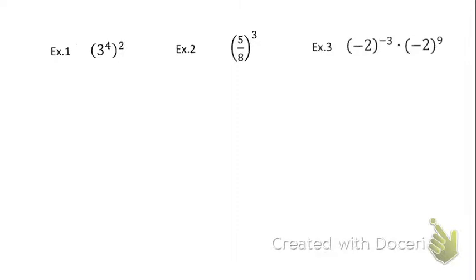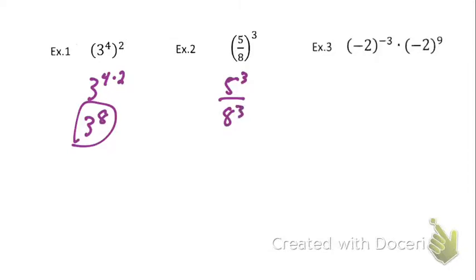3 to the 4th to the 2nd, this is a power of a power, so this is the same thing as saying 3 to the 4 times 2. This would be 3 to the 8th power. Might have been an example I just did. We have 5/8 to the 3rd power, which means this is 5 to the 3rd power over 8 to the 3rd power, which I'm a little rusty right now, but that's going to be 125 over 8 to the 3rd power.